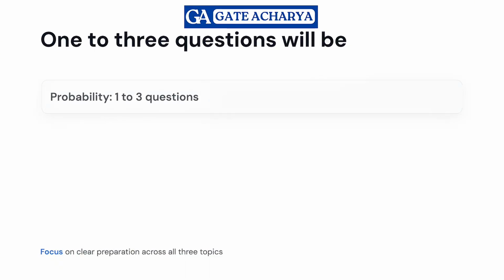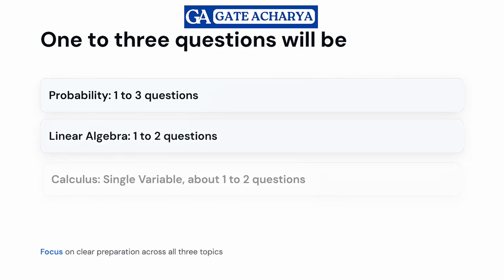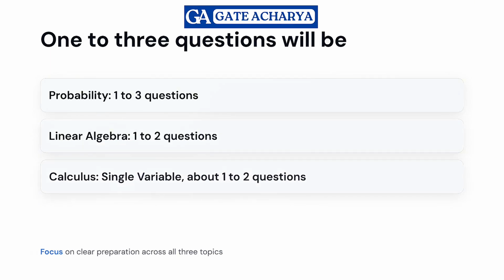Now, what I've observed in the last 5 to 6 years is that around one to three questions from probability will be asked, around 1 or 2 questions from linear algebra will be asked, and calculus will be only single variable, 1 or 2 questions. So this is how the syllabus for CS as well as DA goes. It's around 6 to 7 marks, and you will have another paper known as discrete maths, which has a weightage of around 7 to 8 marks.